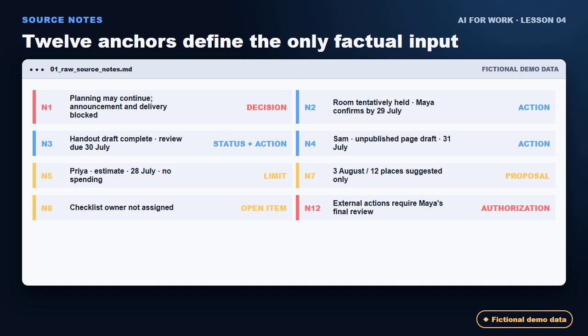Our fictional North Star Bicycle Company source has 12 anchors, N1 through N12, about a presentation-only battery safety workshop pilot. Planning may continue, but announcement and delivery remain blocked. The room is tentatively held for August 6, 2026. Maya will confirm it by July 29. Jordan completed the first handout draft and will review its customer language by July 30. Sam's unpublished page draft is due July 31. Priya's cost estimate is due July 28, without spending permission.